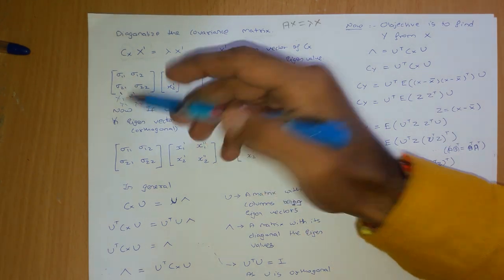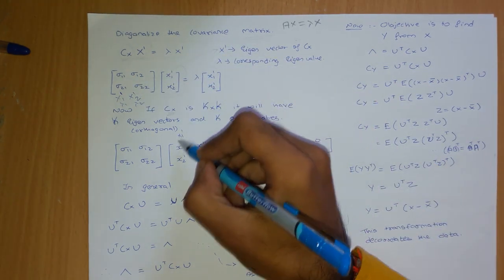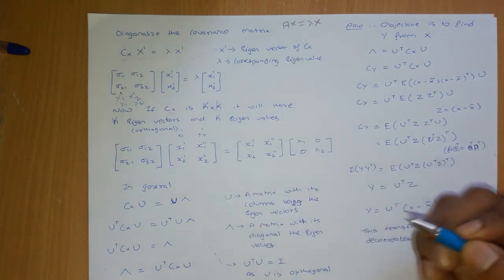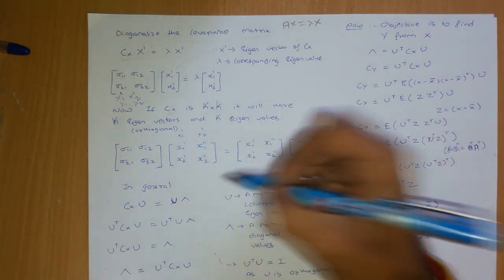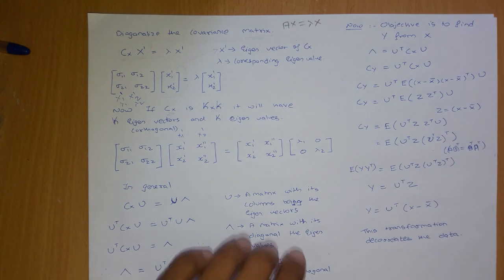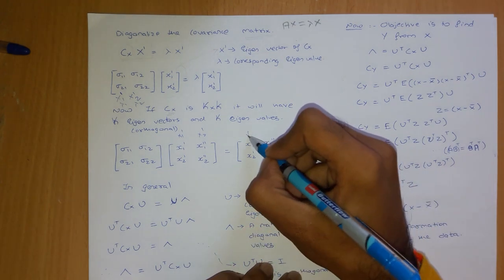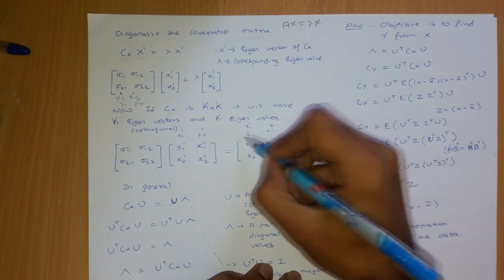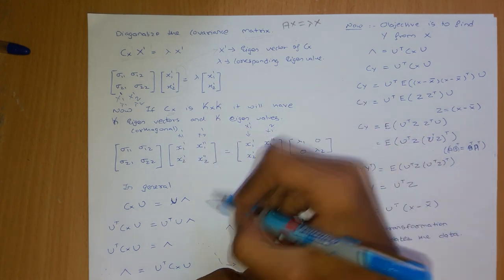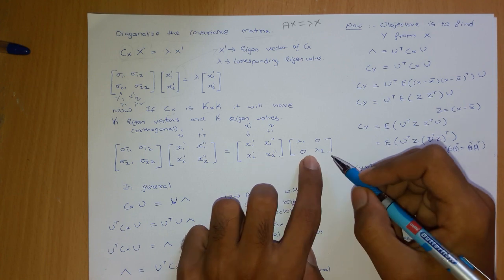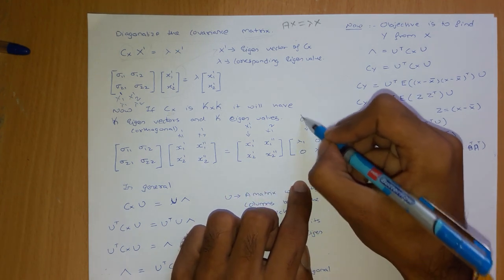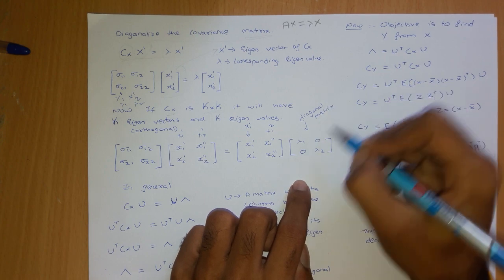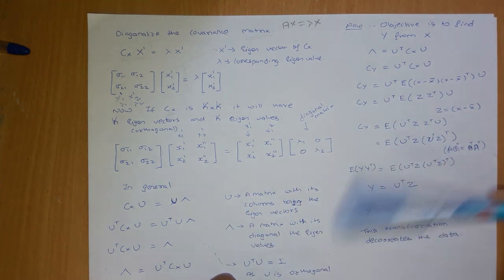So what I am doing is I am putting x1 as a column over here and x2 as a column over here. By this we can write it like this. This is the same x1 dash and this is the same x2 dash, the two eigenvectors, and this can be multiplied with a diagonal matrix, which is nothing but lambda 1 lambda 2.